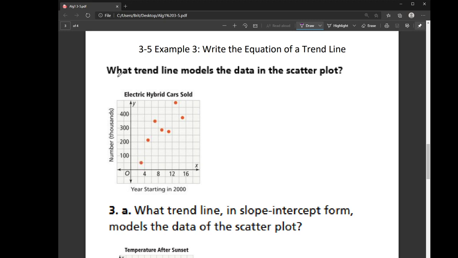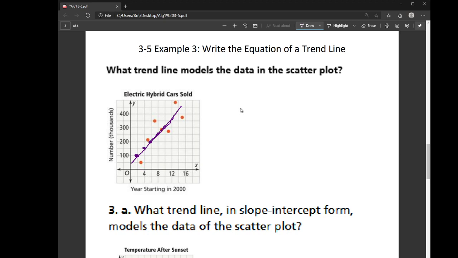Firstly, we need to draw a trend line, right? This is asking what trend line models the data in the scatter plot. It roughly looks like this, maybe. I have one point here that crosses the line, and there's another point here. My line's a little not straight, so I might need to straighten that out a little bit. It looks like I'm using a slope of about 1.